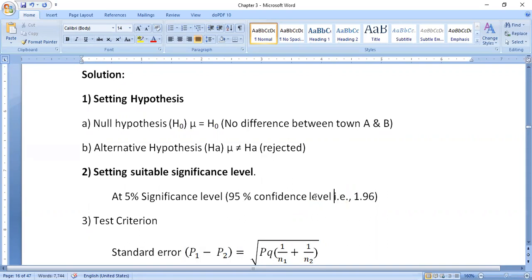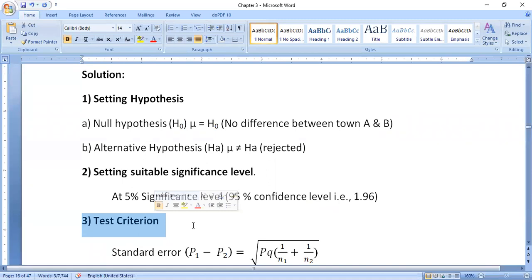In the second step we can write in this way: setting suitable significance level at 5% LOS, 95% is the confidence level, that is 1.96. With this 1.96 we are going to compare the calculated value. This 1.96 is called the critical value. Then after completion of the second step, we move to the third step, that is the test criterion.